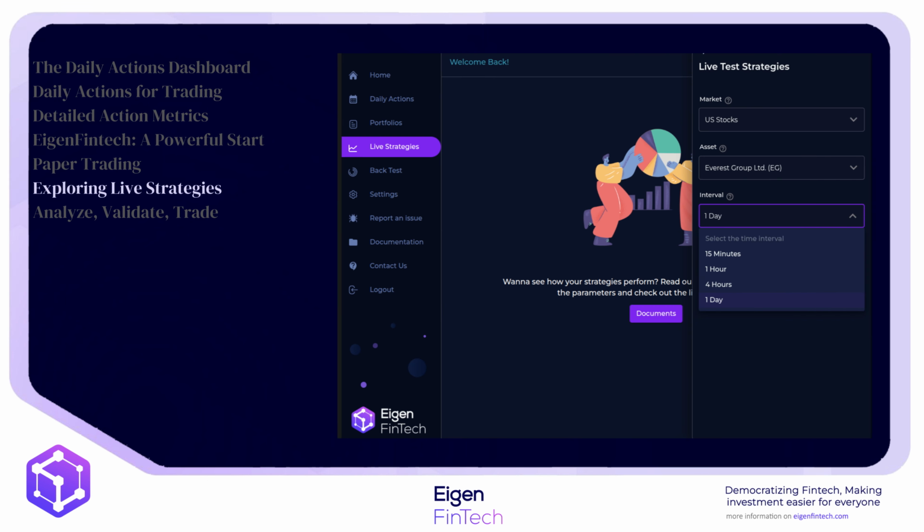Beyond the dashboard, you can perform deep dives on any asset using the Live Strategies page. This is where you can investigate how numerous different trading strategies perform on a specific stock, ETF, or currency you're interested in. Simply select the market, the asset, and the trading interval.